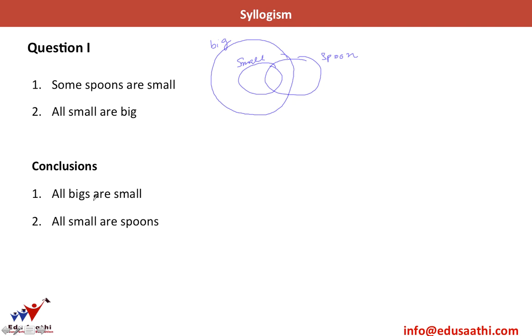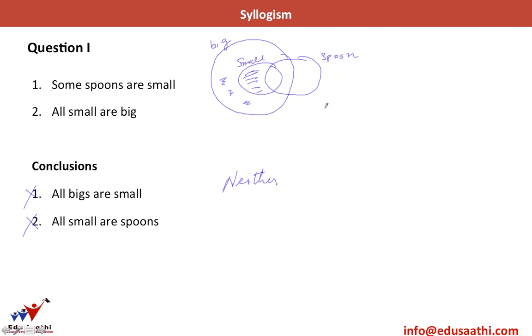The conclusions: all bigs are small. No, because I have some bigs here which are not small. So this is an incorrect conclusion. All small are spoons. This is also incorrect because I have some smalls which are not spoons. So here neither of the two conclusions follow.